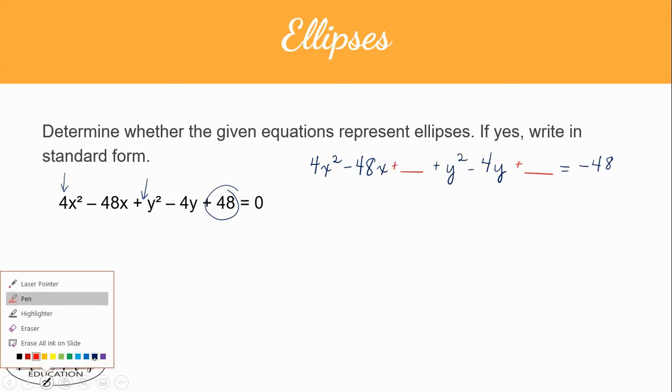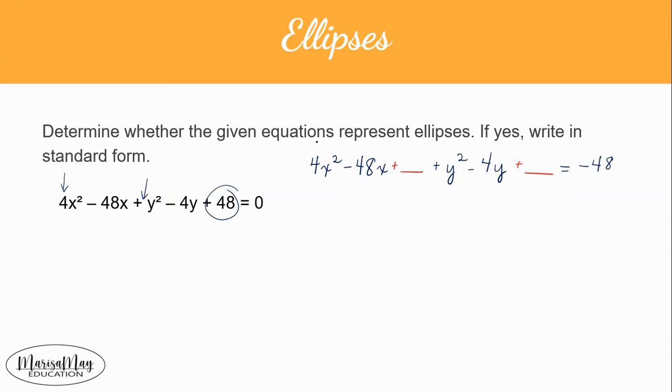And now, first of all, I've got to deal with this 4. So I'm going to factor it out. So I take a 4 out of that. That leaves me with 12x plus there. I'm going to have my plus blank. Now the y, I don't have to worry about that because there's only a 1 in front of the y squared.